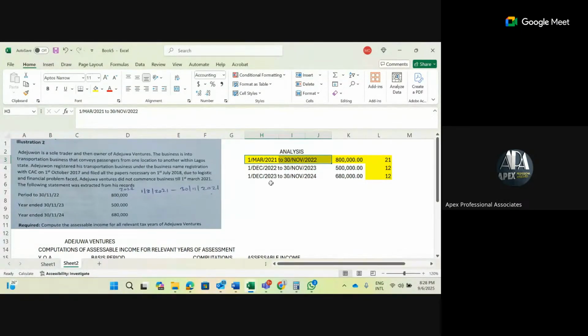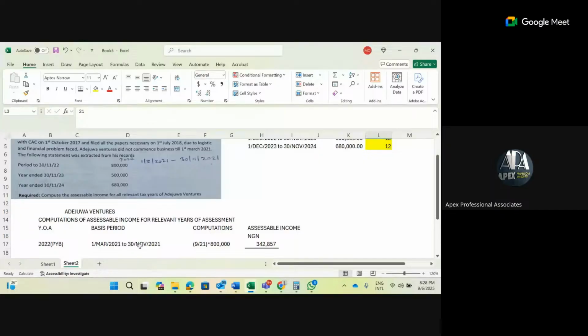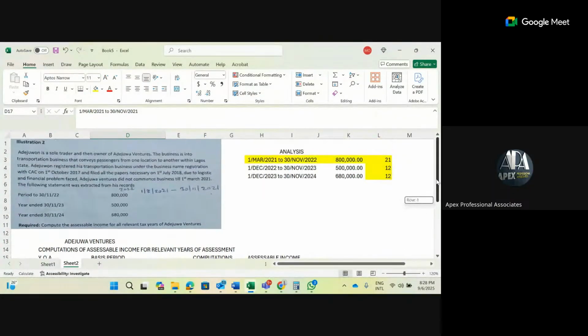Mr. Lao Sunday, do you see this? 1st of March 2021 to 30th of November 2022. How many months? 21 months, right? So we now do 1st of March 2021 to 30th of November 2021. How many months do you have from 1st of March 2021 to 30th of November 2021? 9 months. And you are looking for a profit of 9 months from a stated profit of 21 months.